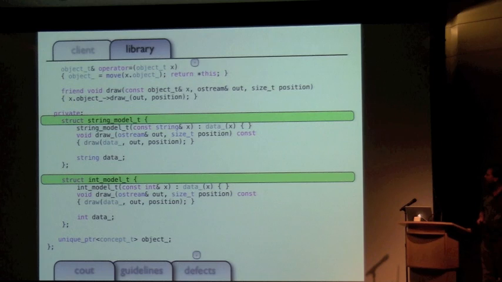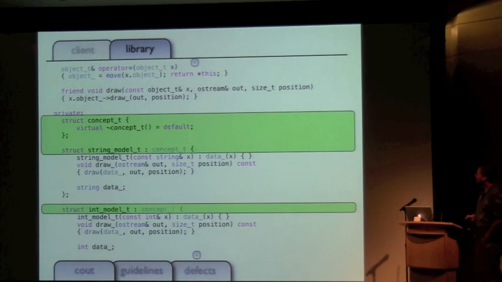So our int model and our string model are going to need to inherit from this concept class. If you want to corner me sometime after this talk, I can tell you how to do this without inheritance, but we're going to use inheritance as a mechanism. So we can write our own concept type, where we have a virtual destructor that we're going to default here. And we've got our string model and our int model that inherit from concept type.